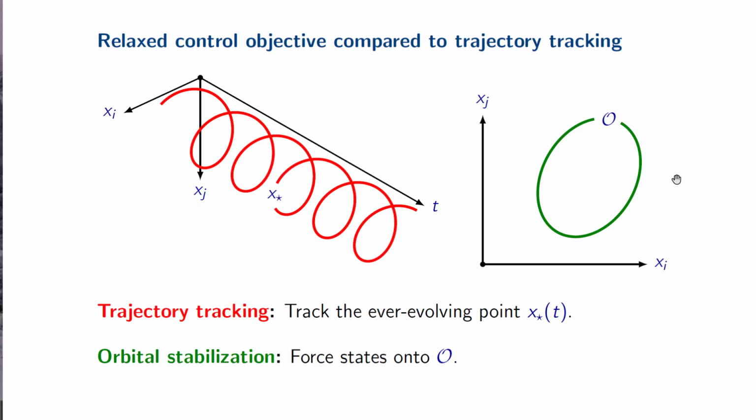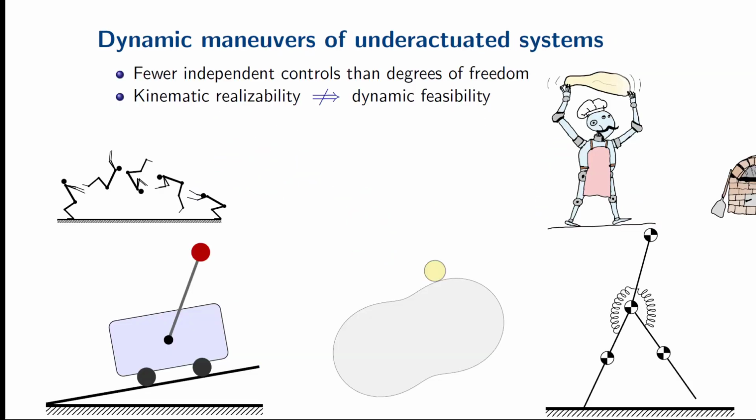So you can use this for any type of system, for a robot manipulator, etc., as long as this timing property is not too important for you or for the task you're trying to solve. But it is especially for executing dynamic maneuvers or so-called underactuated systems to which orbital stabilization is particularly well suited.